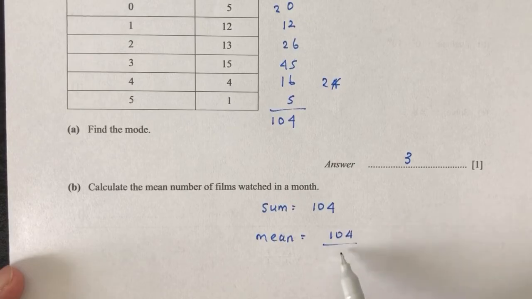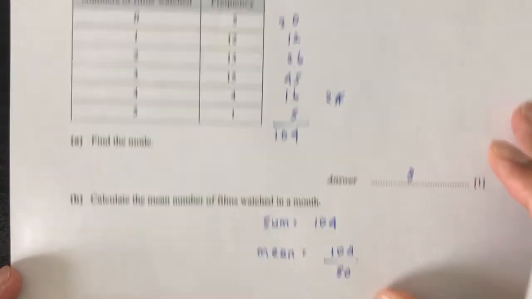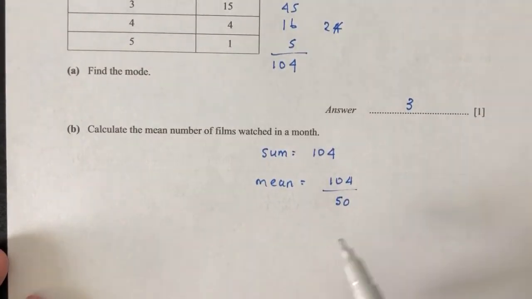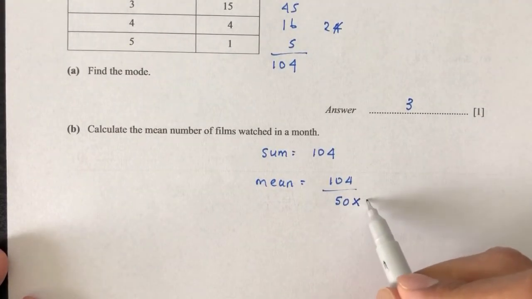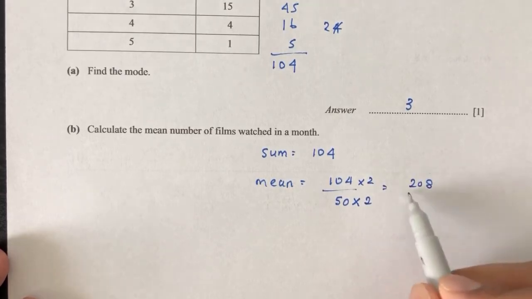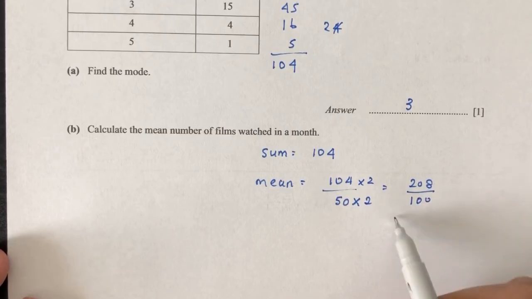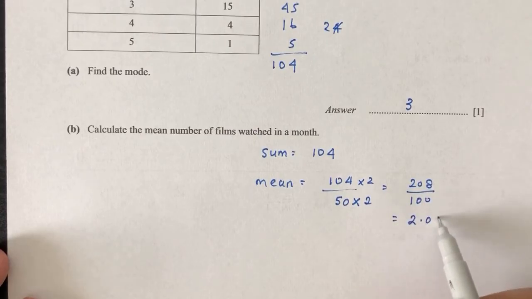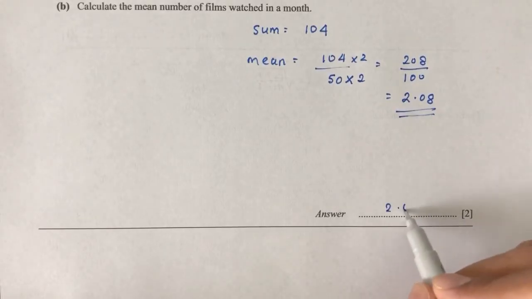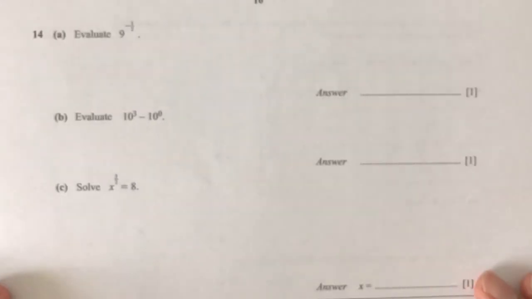104 divided by 50. Why 50? Because we have 50 people in the group. So we have to simplify. What I can do is multiply here by 2. We will have 208 over 100. So we'll get 2.08 as the mean value. So 2.08. Now let's do question number 14.